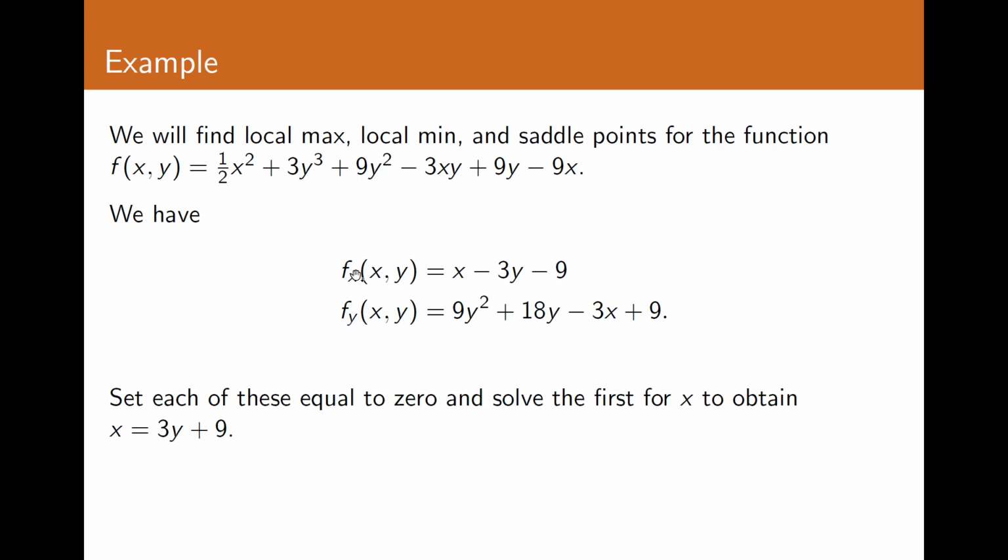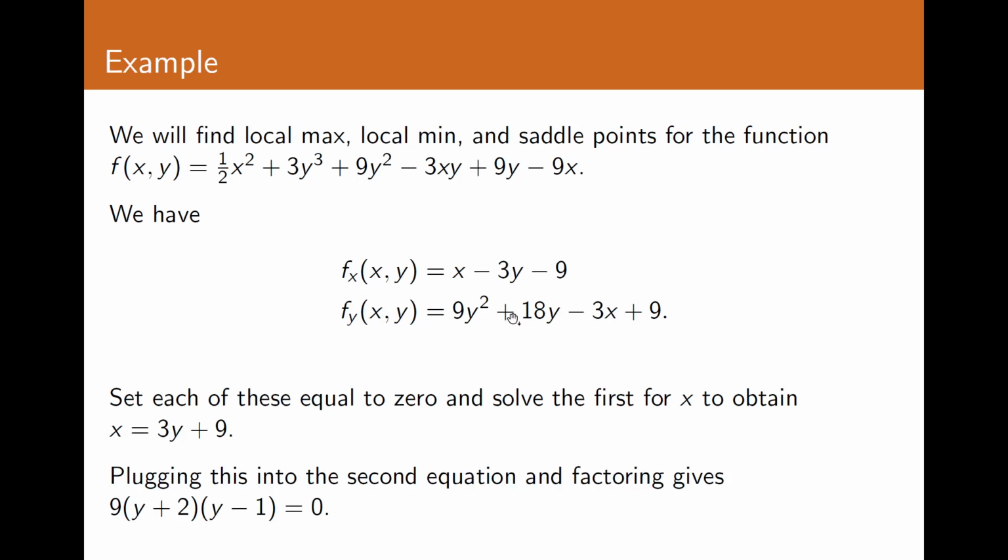So if we set the first one equal to 0, we have x minus 3y minus 9 is equal to 0. We can bring the 3y and the 9 to the other side, so we have x is equal to 3y plus 9. Now what we can do is we can set the second equation equal to 0 as well, and this x here we'll replace with 3y plus 9, so then we have an equation in just y. And once we do that, then we can go ahead and solve that for y. You'll be able to factor a 9 out, and then what's left over you can factor into y plus 2 times y minus 1 is equal to 0.